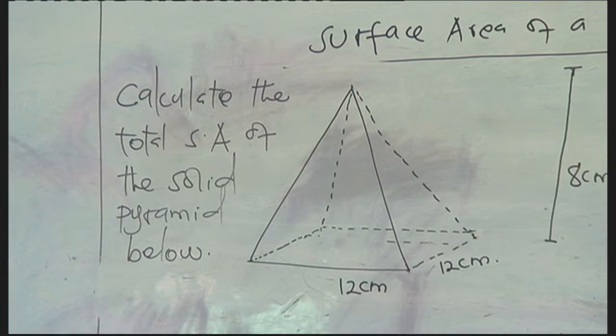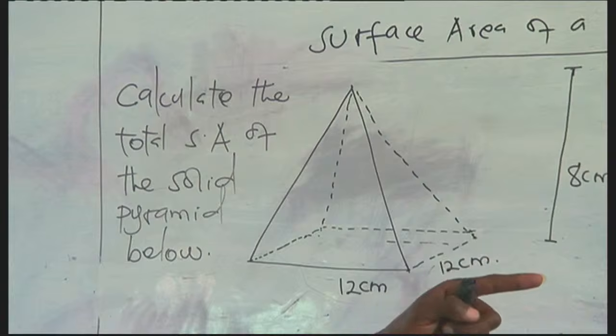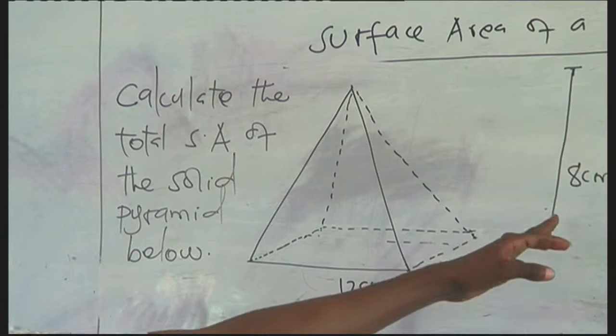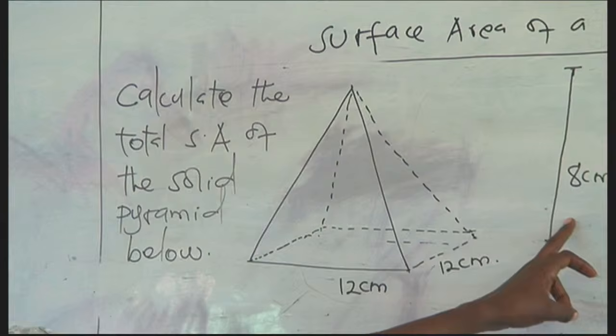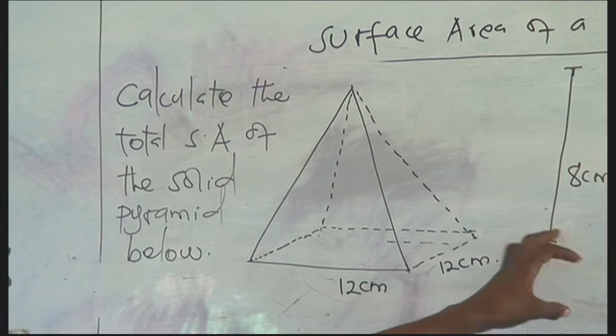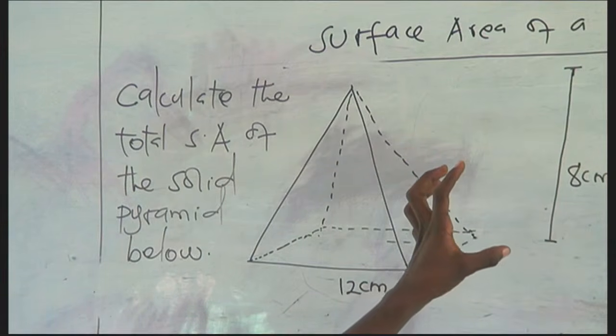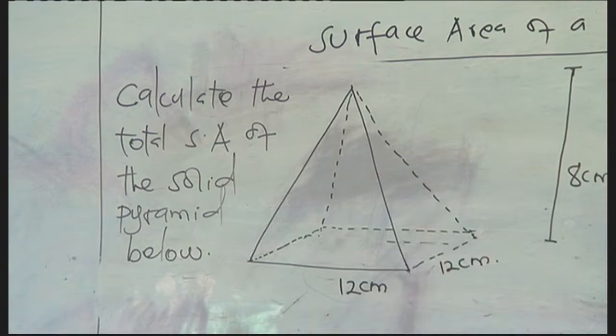I'm seeing from the comment section somebody is asking why I used 30. 30 was given in the question, the same way I've given you 8 as the vertical height, the perpendicular height of the pyramid.